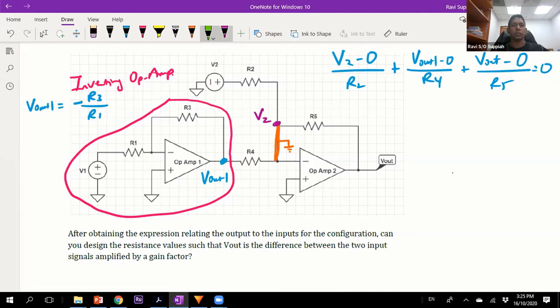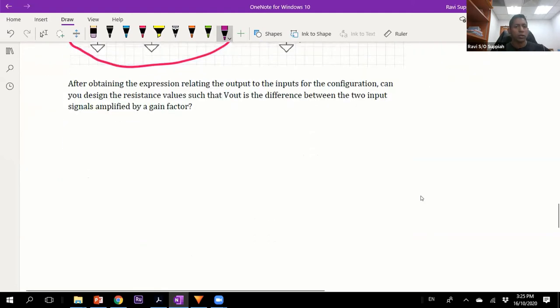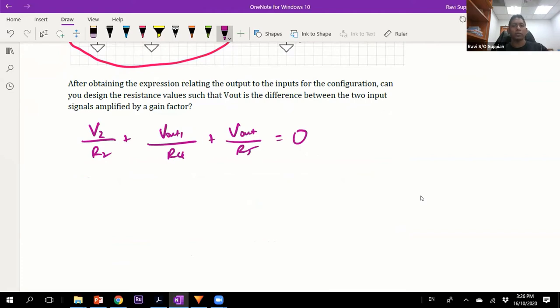So let's go ahead and simplify this. Let me write it over here. V2 over R2 plus Vout1 over R4, since all of them are just minus 0, I take that out, plus Vout over R5 equals 0. What we want is to obtain the expression relating the output to the input. So we'll keep Vout over here and move everything else to the other side. So Vout over R5 is equal to negative Vout1 over R4 minus V2 over R2.